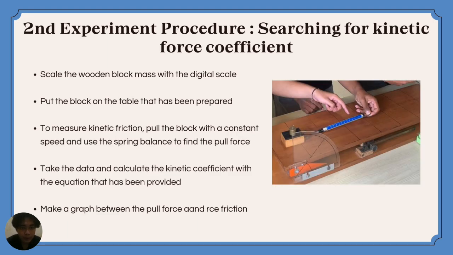And the experiment procedure for scaling the kinetic friction coefficient. Number 1. Scale the wooden block's mass with the digital scale. 2. Put the block on the table that has been prepared. 3. To measure kinetic friction, pull the block at a constant speed and use the spring balance to find the pull force. 4. Take the data and calculate the kinetic coefficient with the equation that has been provided. 5. Make a graph between the pull force and the friction. Next slide.